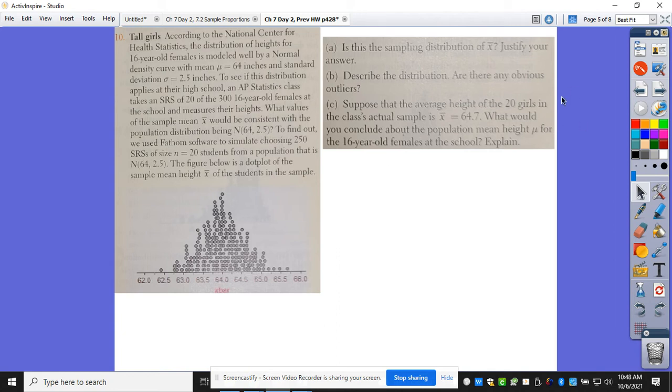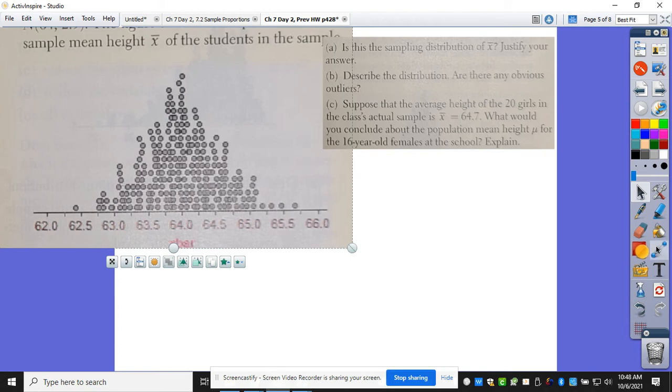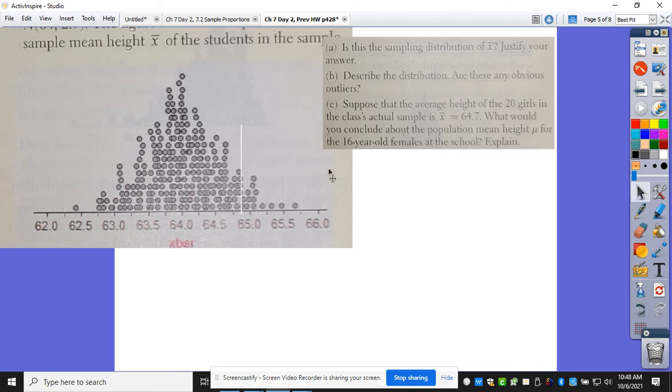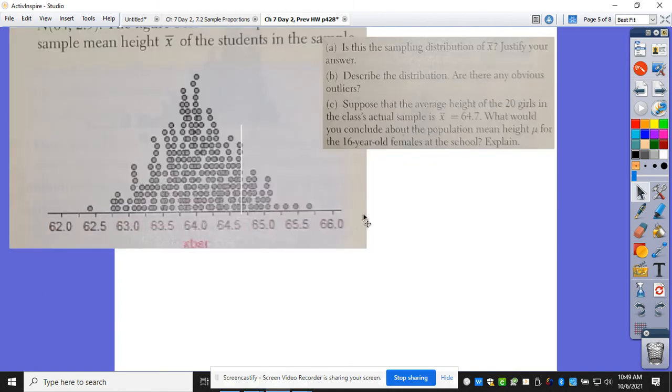Suppose the girls average, they actually sample 20 girls, and their actual average height was 64.7. So that would fall about right here. No, further over. About right here. Does that seem unreasonable? It doesn't really match up. So if they have one dot that's right here, does that look like it wouldn't fit in this distribution? Because here, did this one dot look like it wouldn't fit in this distribution? Yes, as opposed to here, that looks like it would have fit in that distribution.